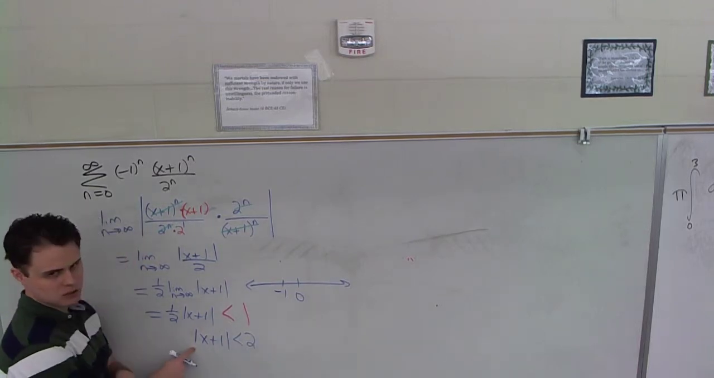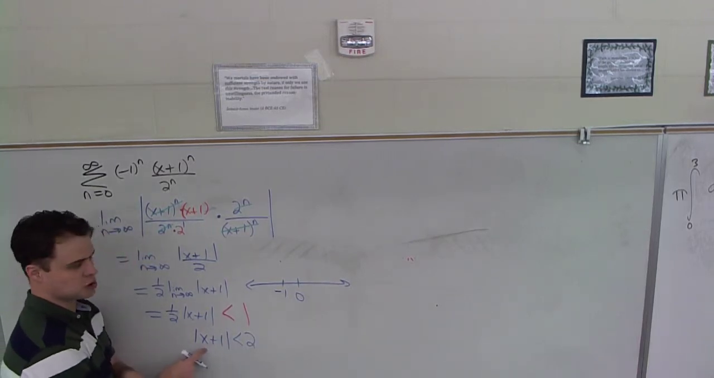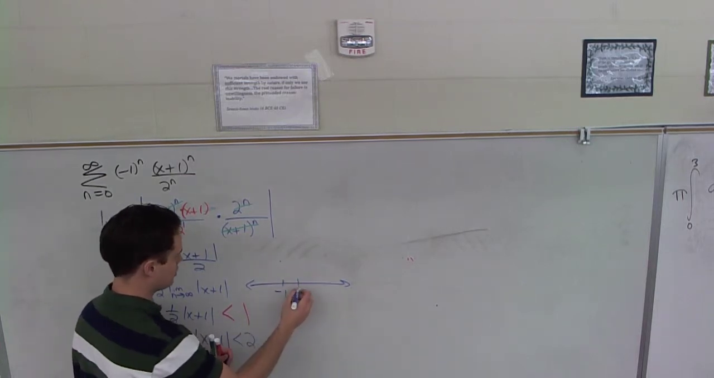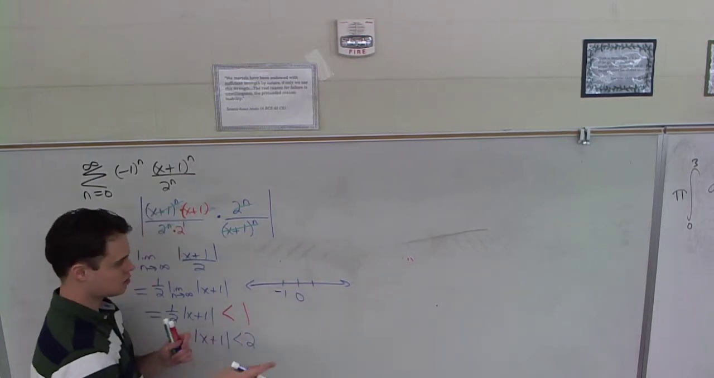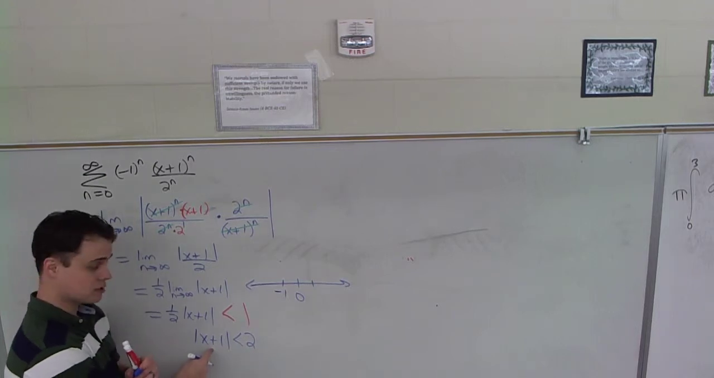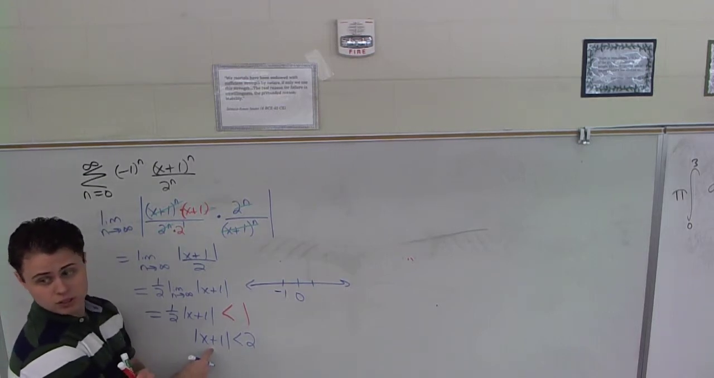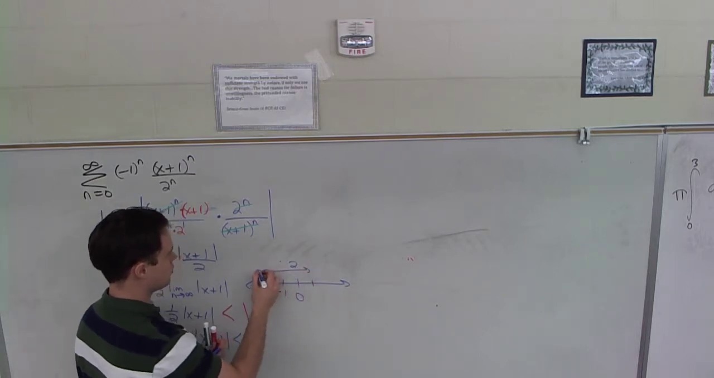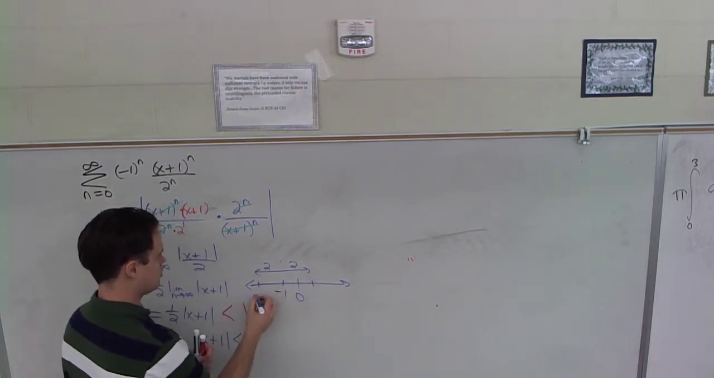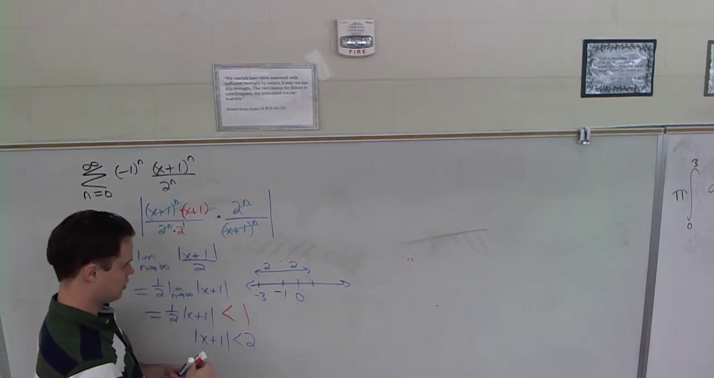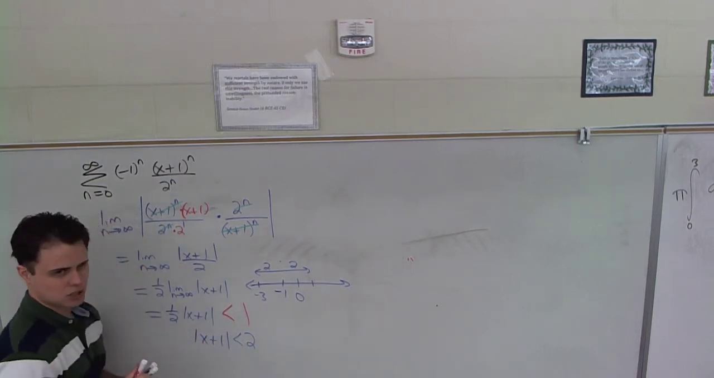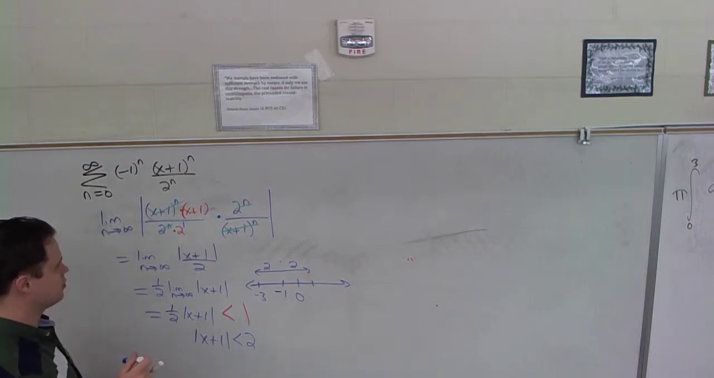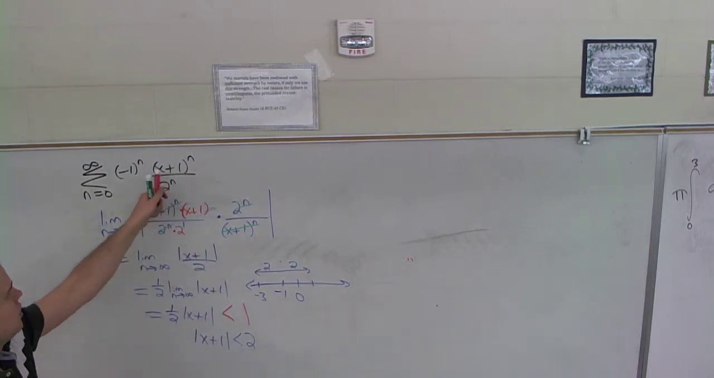Remember, the way to read this is that it's the interval centered at -1. You go out 2 from that center, because that's what absolute value means, distance away from 0, or in this case, distance away from -1. So you go out a distance of 2 in both directions. So that's -3. And then we have to check our edges, right? So let's think. If we put -3 in, what are we going to get?